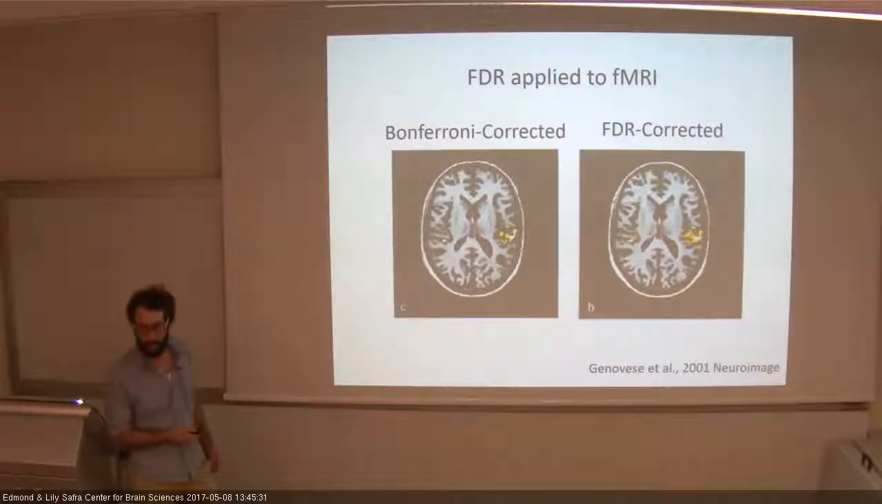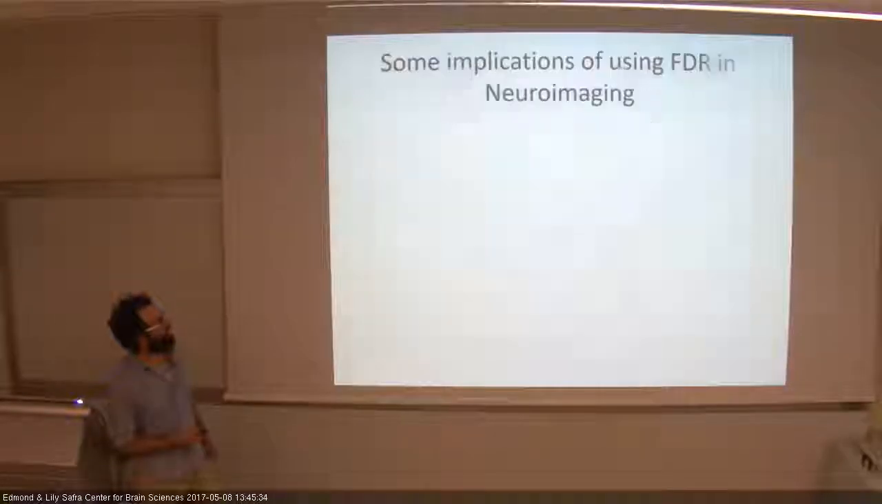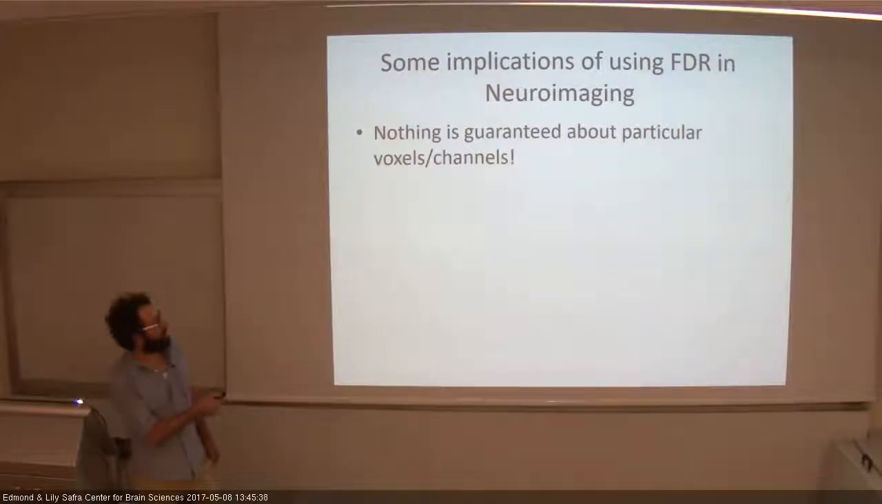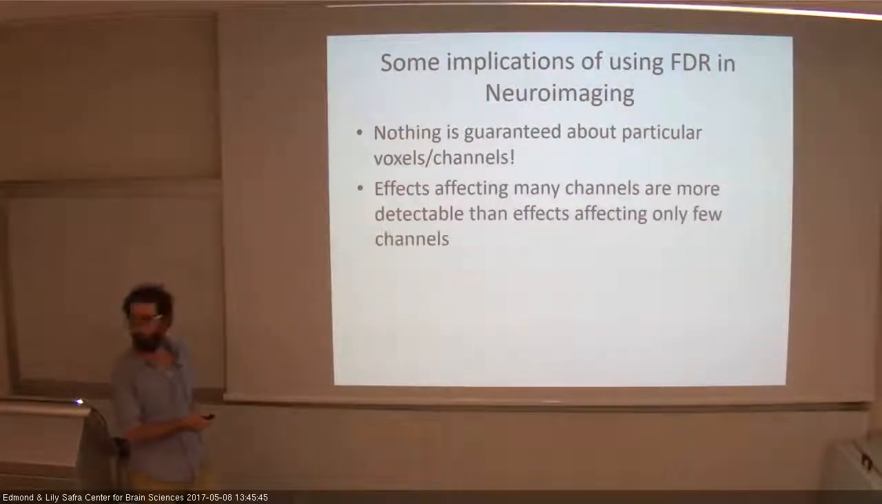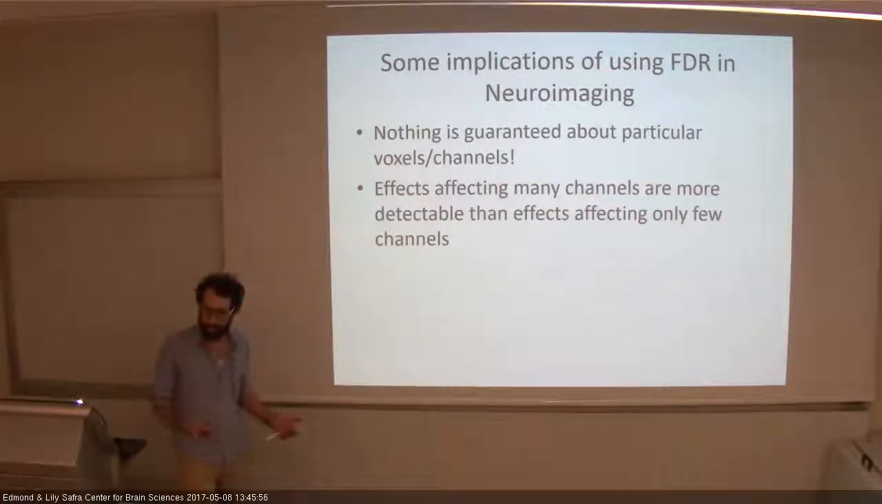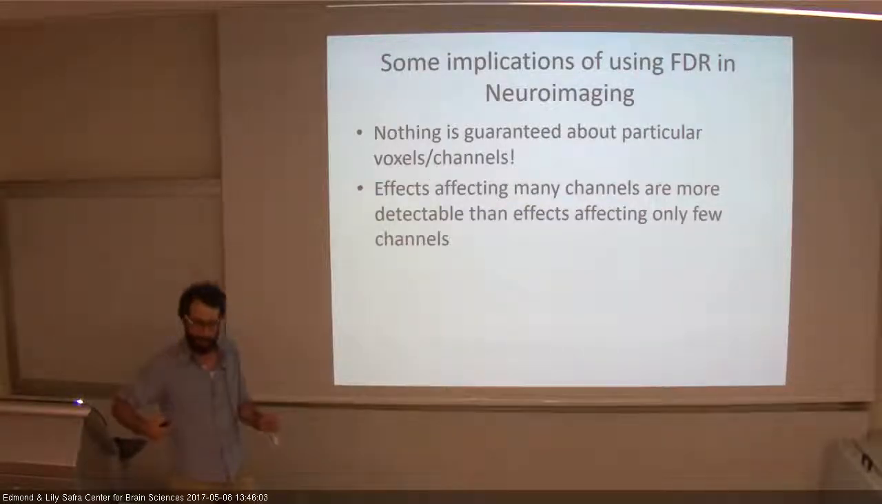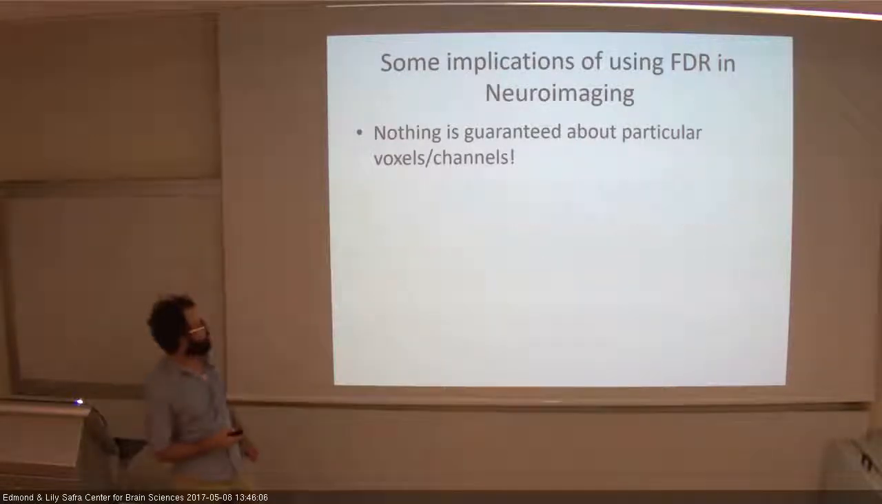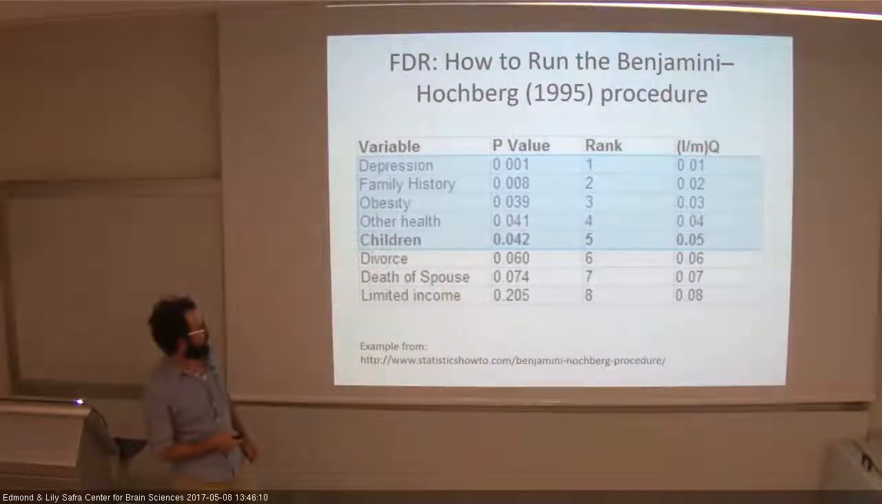And obviously this is much more powerful. You get much more blobs for your buck. But it has implications. As Leon said, nothing is guaranteed about particular voxels or channels, only on average. And if you have an effect which is very spread, affecting many voxels, it will be easier to see than an effect which is highly localized, because the small p-values will help the larger p-values to pass the criterion. For example, in this case, if we take away the depression, this p-value won't be significant, because we will compare it to a more strict criterion.